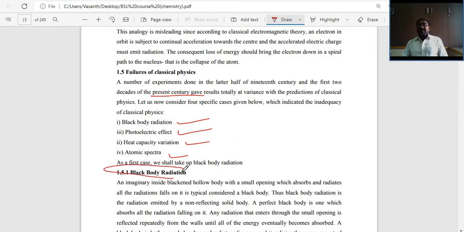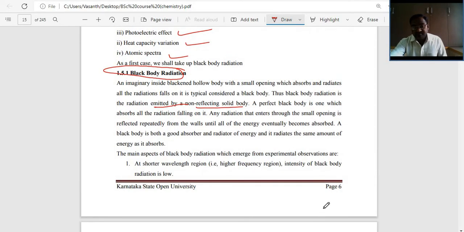What is meant by black body radiation? A black body means an ideal body which absorbs and emits radiation in all frequencies. The radiation emitted from that body is called black body radiation. The black body radiation is the radiation emitted by a non-reflecting solid body. A perfect black body is one which absorbs all the radiation falling on it.